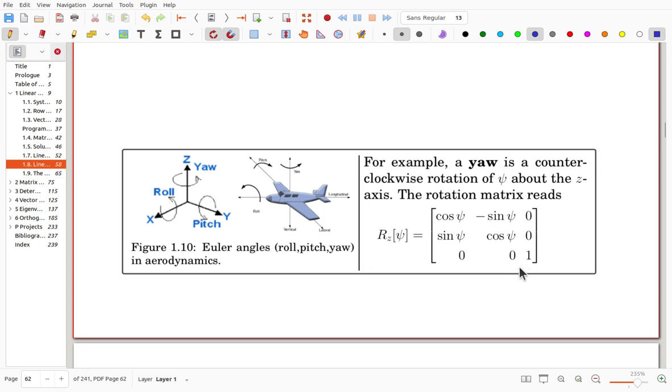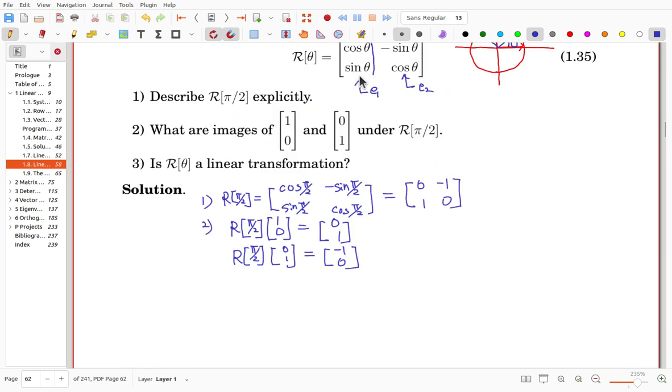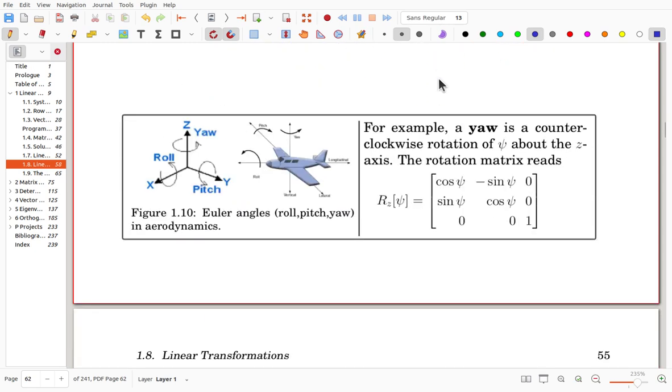For example, yaw can be made in this way. Now that is not changing the third component. It is only making a rotation in the horizontal direction. This portion is exactly the same as R theta. So we are using psi, but basically that horizontal rotation is the same. And in aerodynamics, if you try to track the position, then there are 6 degrees of freedom: X, Y, Z, and here roll, pitch, and yaw. Okay.